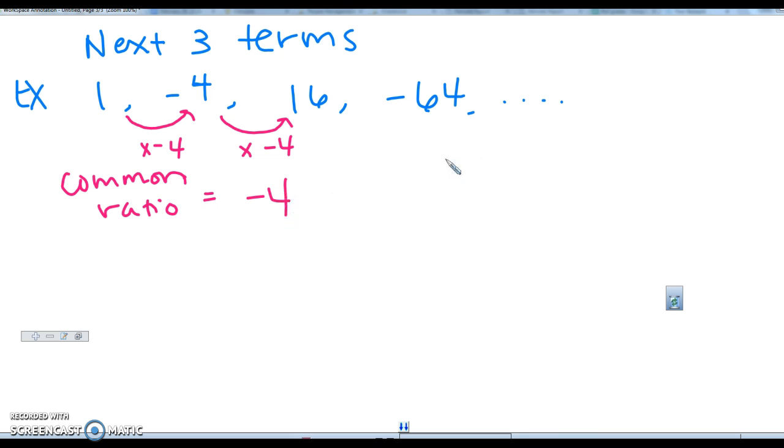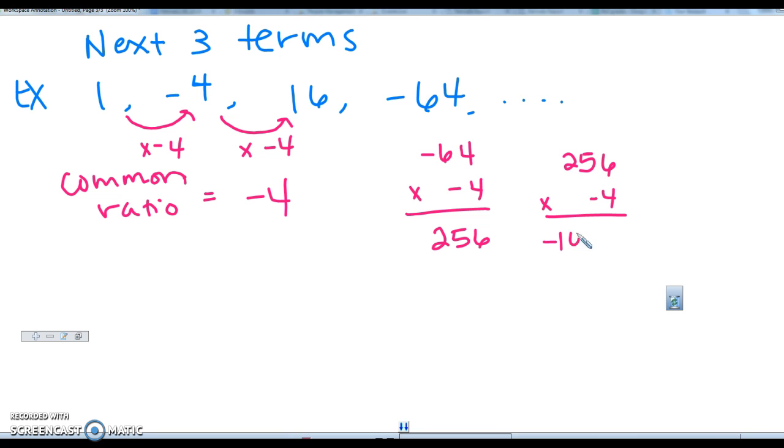So to find my next 3 terms, I'm going to start with my -64 and multiply by -4. That would give me 256. Then I take 256 and multiply by -4. That would give me -1024. Then I start with the -1024 and multiply by -4. So find out what that last, not the last term in the sequence, but the 7th term in the sequence would be. Good, we should have gotten 4096.